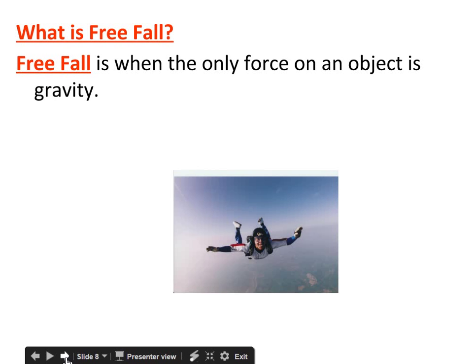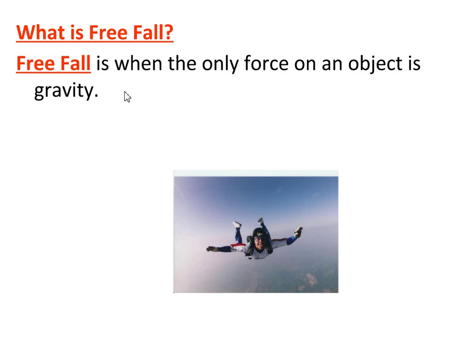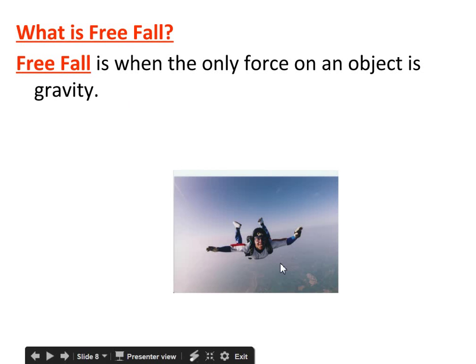Technically, in science terms, the only force on an object needs to be gravity. And we know that this skydiver has an upward force. If you're thinking real hard, he has an upward force of air resistance, and we'll talk about air resistance in just a minute. But we call this guy in free fall, though technically things are in free fall only when gravitational pull is the only force acting upon them.